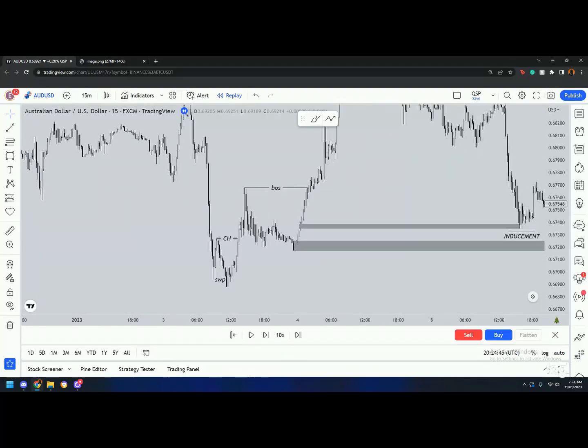Do you guys understand the CHOCHs? Do you guys have any more questions? Try marking out and then show me and then I'll look at it.